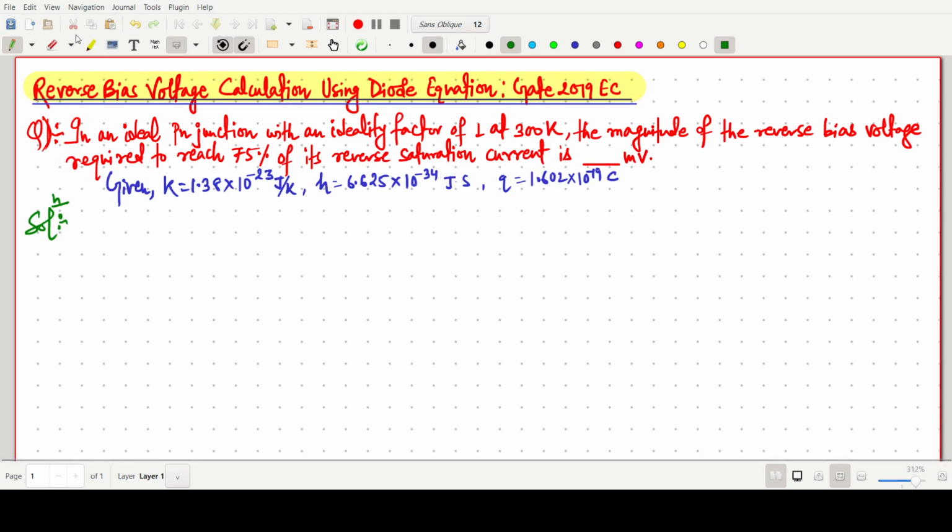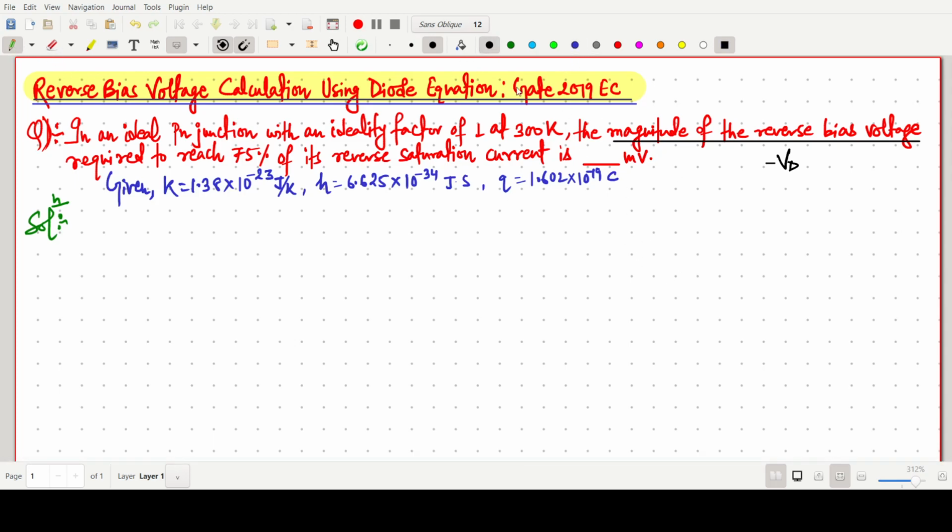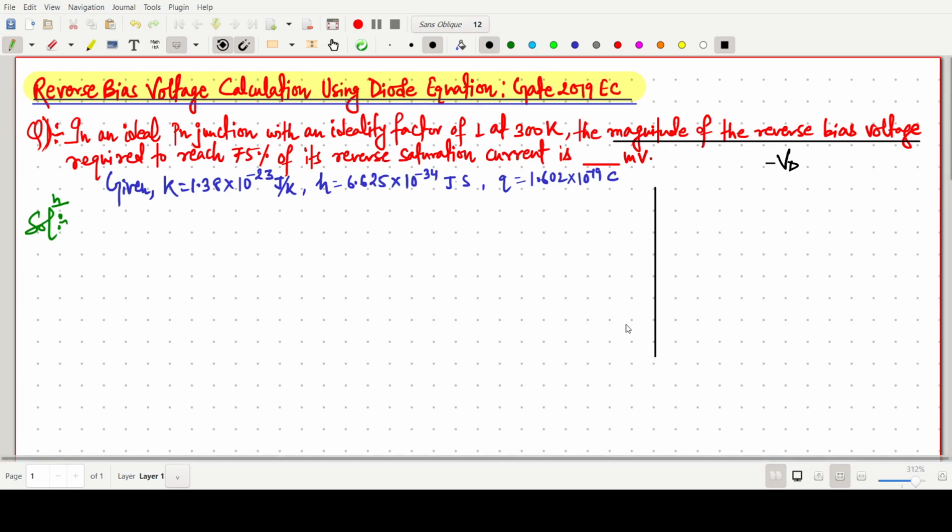Okay, so in the question we have to find the magnitude of the reverse bias voltage. Say this one is nothing but simply VD, that one is minus VD. So to tackle this type of question, it is somehow related to the diode equation. First, try to make the PN junction diode characteristics.